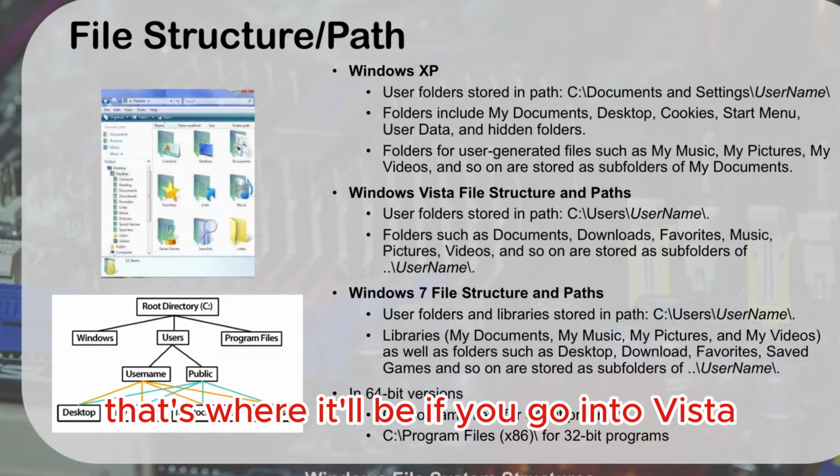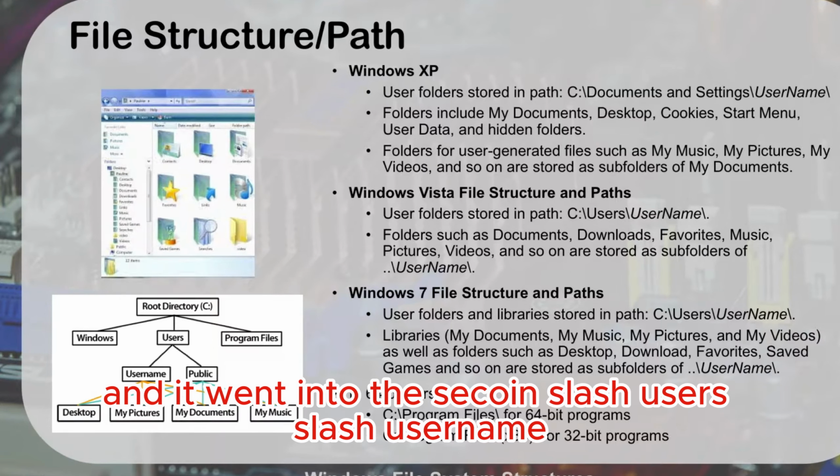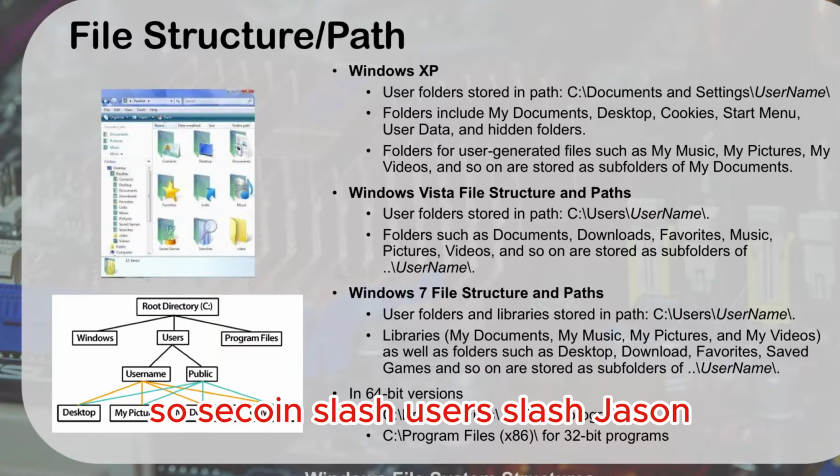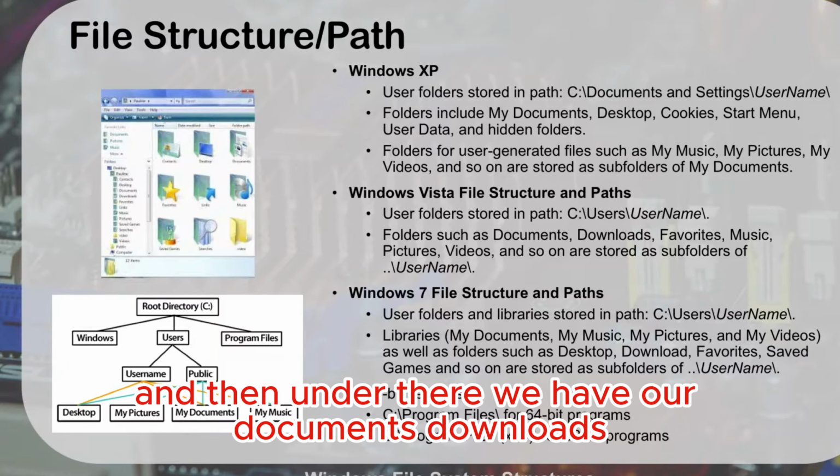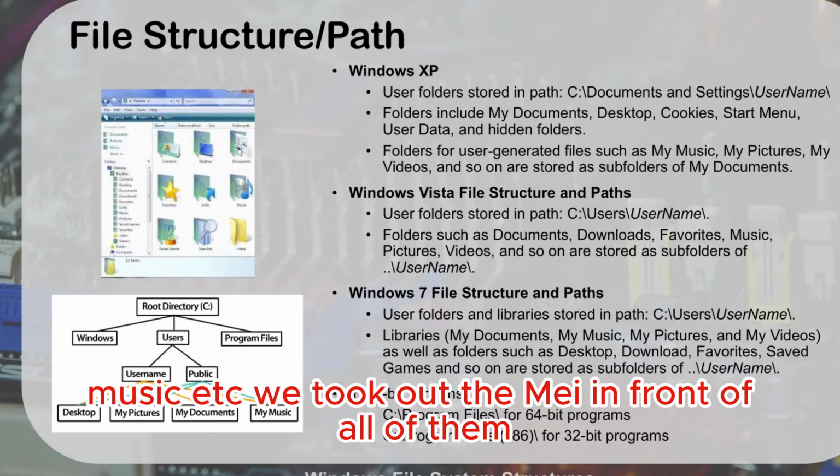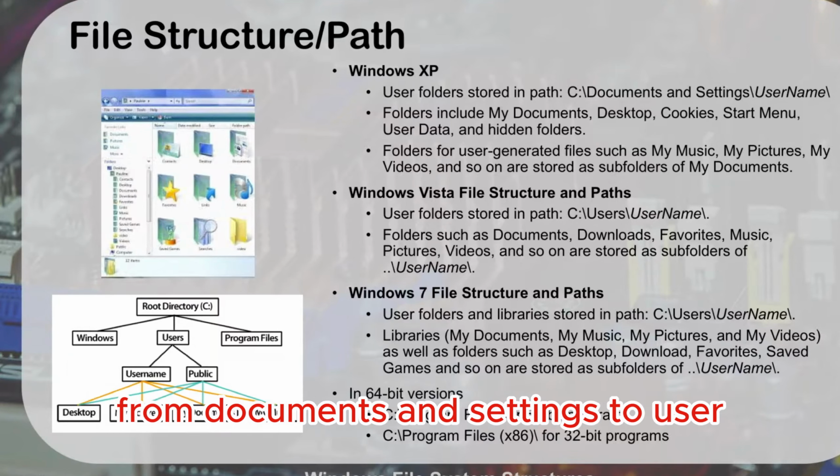If you go into Vista, they changed it up a little bit, and it went into the C:/Users/username. So C:/Users/Jason. And then under there we have our Documents, Downloads, Favorites, Music, etc. We took out the My in front of all of them, right? And we changed that base from Documents and Settings to Users.